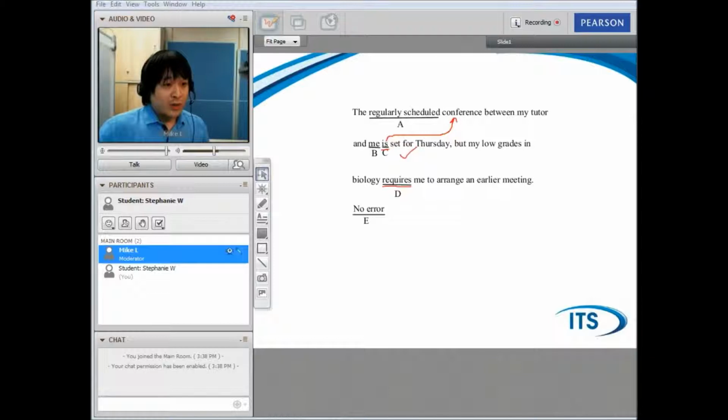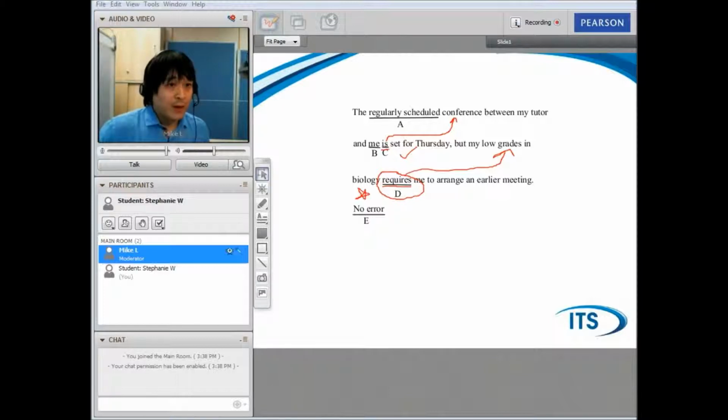The second verb, "requires." What requires me to arrange an earlier meeting? It is indeed my low grades. My low grades are plural. We would say "they require me," not "they requires me." So D is incorrect. It's not the right subject-verb pairing. And there's one other thing to note here. The noun that is right next to "requires," biology, is singular. So if we read this separately, "biology requires me," that would normally be okay. But in this particular sentence, the subject is truly the grades. And so we have to find that in order to determine that D is indeed the answer we're looking for and is the error.